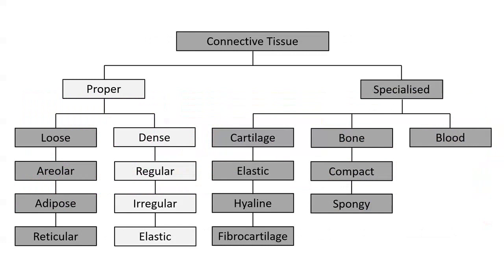So coming back to this figure, the other type of connective tissue proper that's found within the human body is dense connective tissue. Dense connective tissue contains more fibers than loose connective tissue, and they're more closely packed together with less ground substance in between. Within dense connective tissue, we also have 3 subtypes. These are regular connective tissue, irregular connective tissue, and elastic tissue.